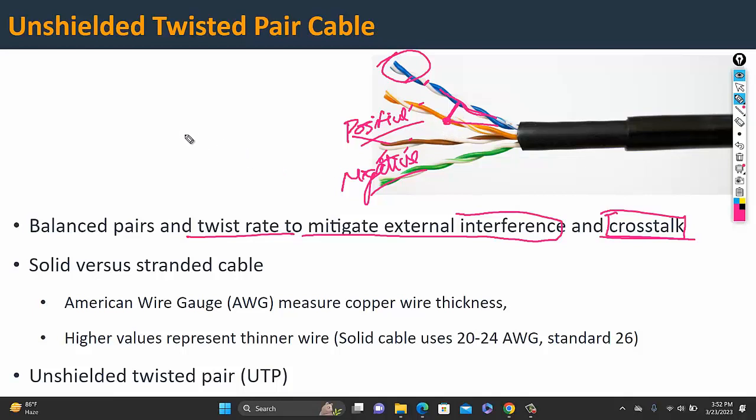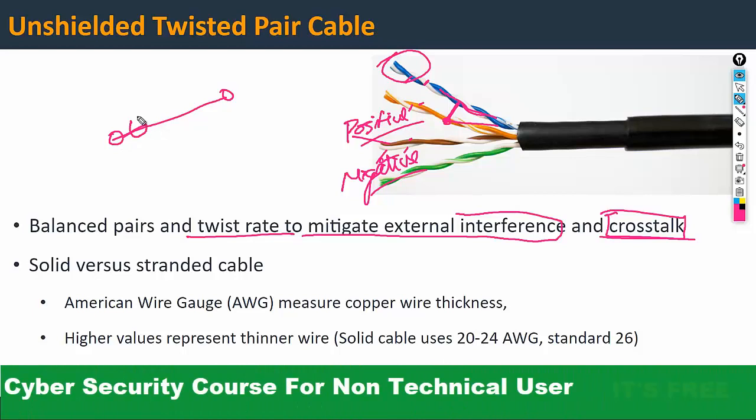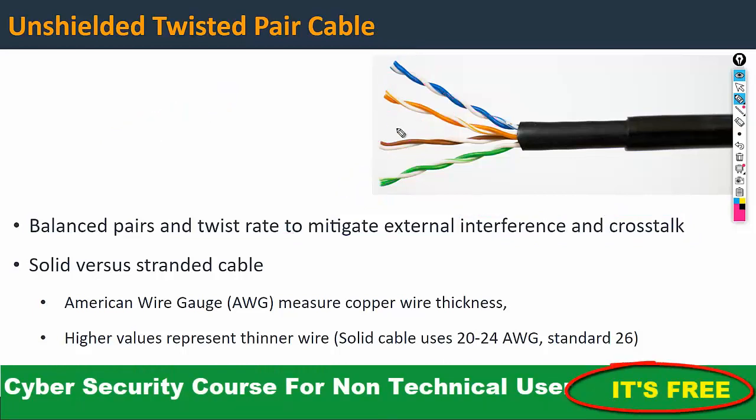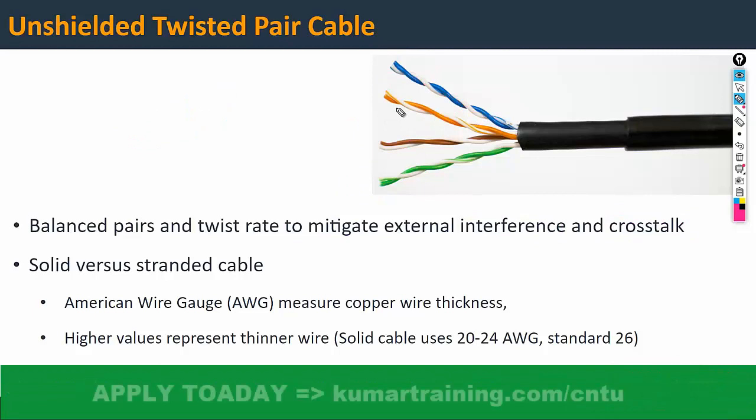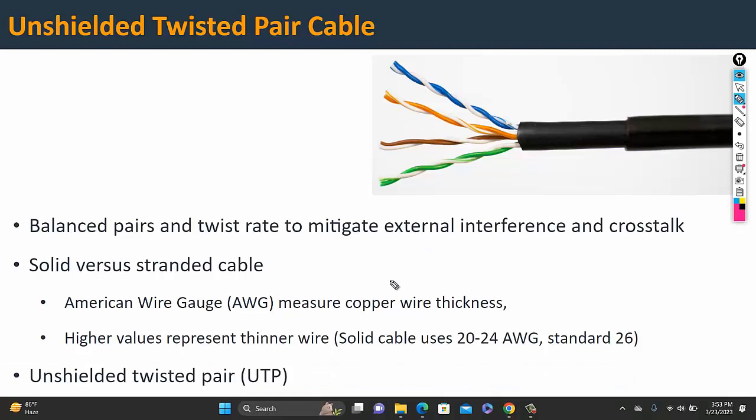As we have discussed, the data is transferred in an electric format, so it generates a magnetic field, generating the electromagnetic field which actually affects other data. So it will mitigate the external interference if any happens due to the negative cable here. There are two types of cables: one is a solid cable, another is a stranded cable.